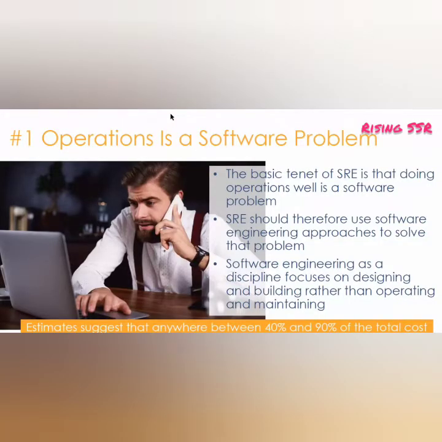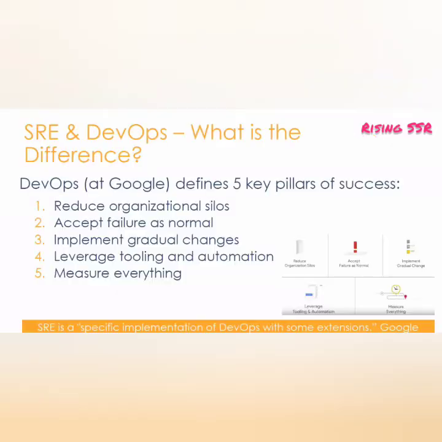Okay, let me go through it one by one. So, the 5 pillars of DevOps. One pillar is reducing organizational silos, right? This is one of the objectives of DevOps, but how is it related to site reliability engineering? How do you reduce organizational silos? From an SRE mindset, the organizational silos are reduced when the dev and the ops team start using the same set or suite of tools or capabilities throughout.